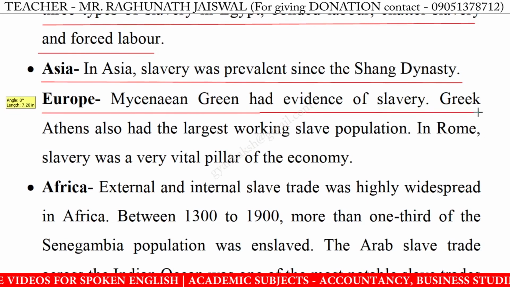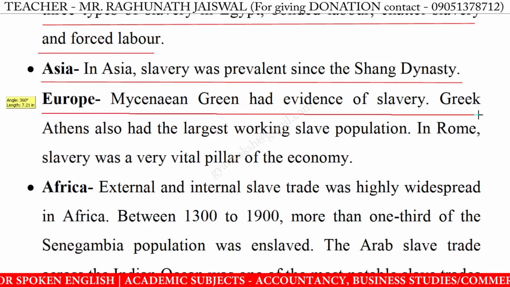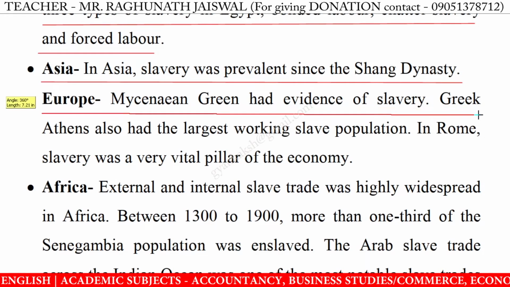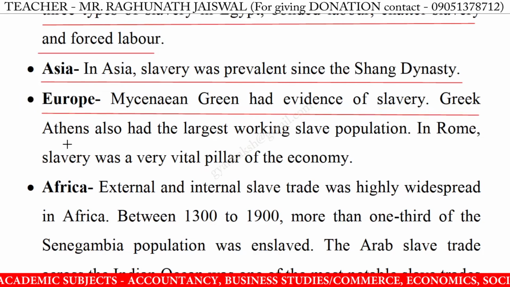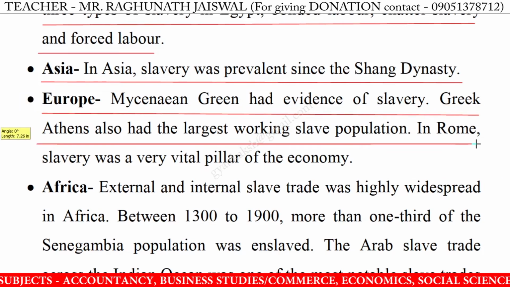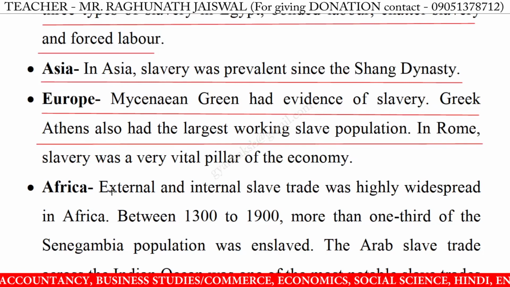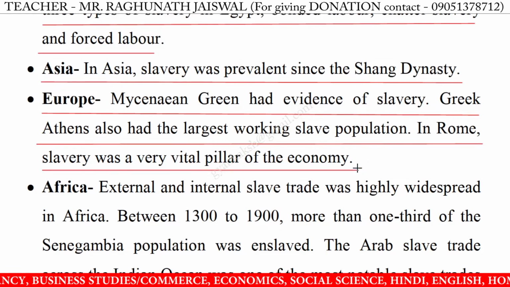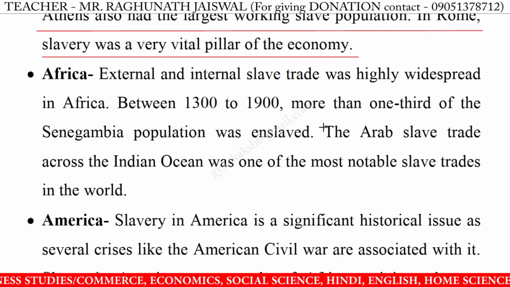Europe. Messenia, Greece, had evidence of slavery. Greek Athens also had the largest working slave population. In Rome, slavery was a very vital pillar of the economy.